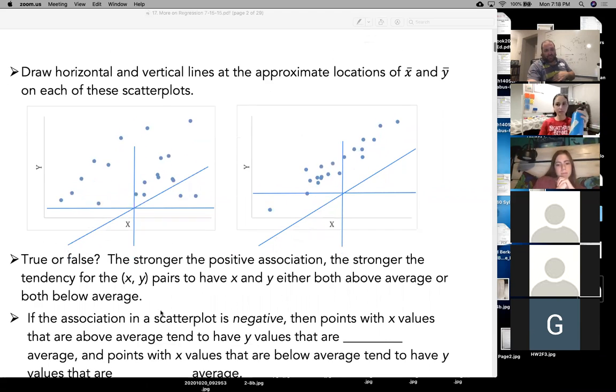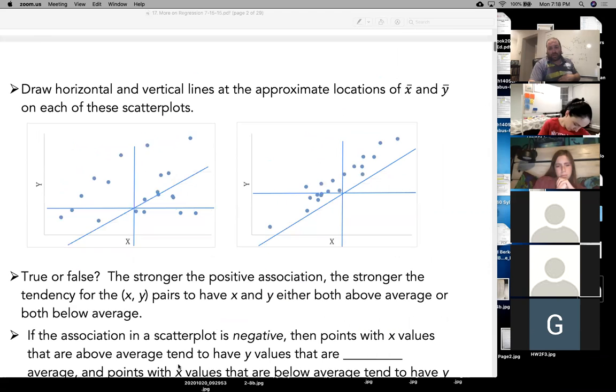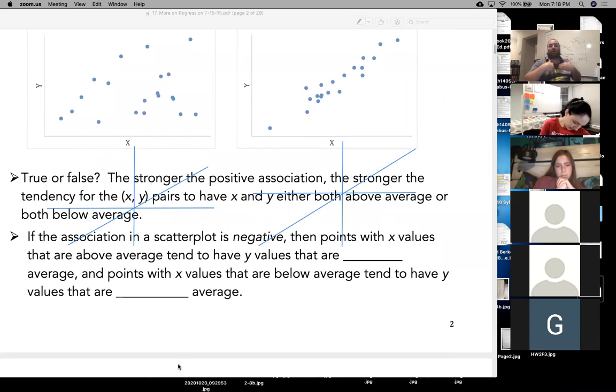If the association is negative, which is exactly the opposite, then points with X values that are above average, so the X values are to the right, then the Y values are going to be below average, right and down. And points with X values that are below average, to the left, we're going to have Y values that are above average. We're going to have a line that goes in the other direction. That seems reasonable, correct? Okay, hopefully.